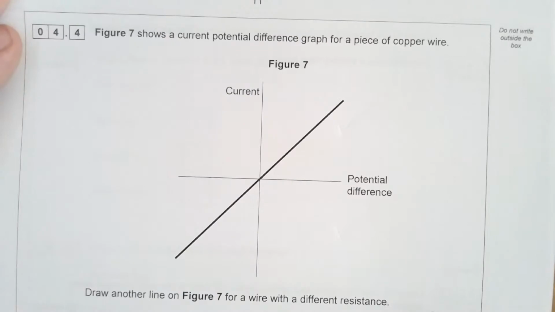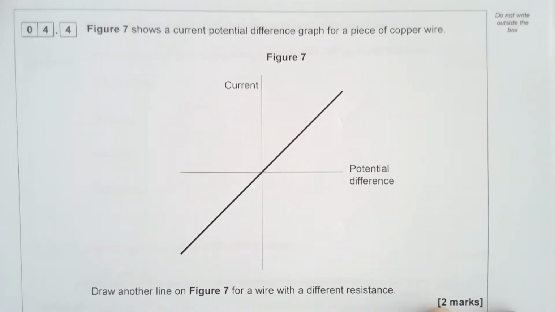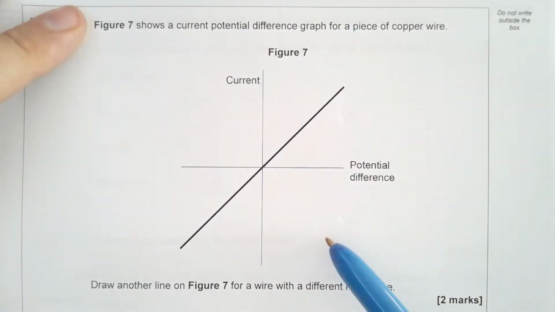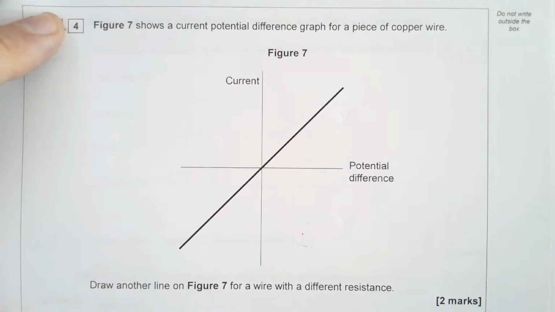Next one, figure 7 shows a current potential difference graph for a piece of copper wire. It's asking us to draw another line on figure 7 for a wire with a different resistance. So loads and loads of people always make the mistake of trying to draw a line at right angles to the first one, going through these two quadrants, so these two parts of the graph. We cannot do that. There are two marking points.